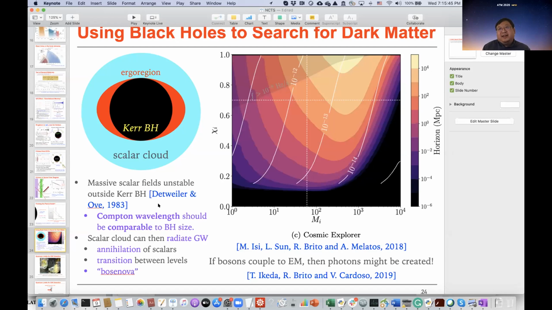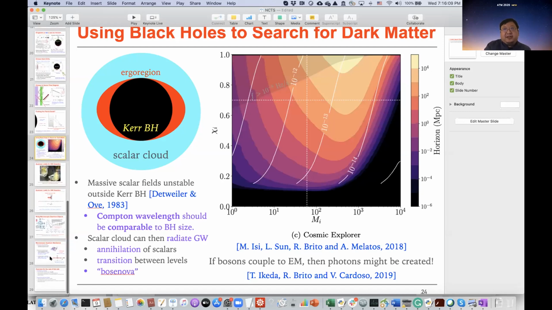And basically, if you have massive scalar fields like the axion, they can be generated from these Kerr black holes, right after the merger of two black holes. And then there are proposals to search for these gravitational waves, and there are ongoing searches for such gravitational wave signatures from LIGO data.